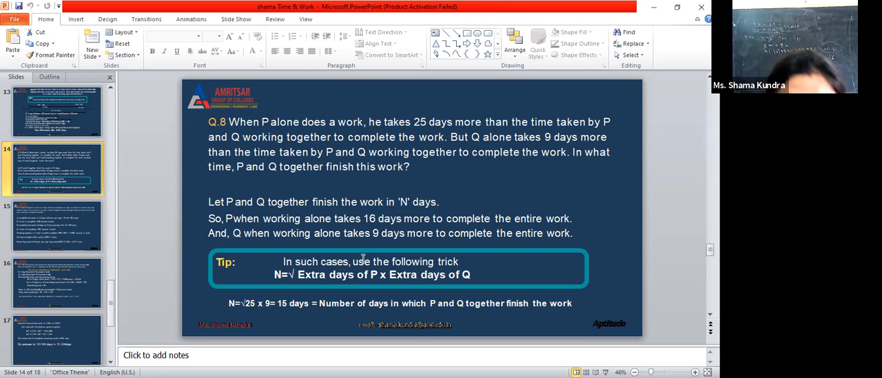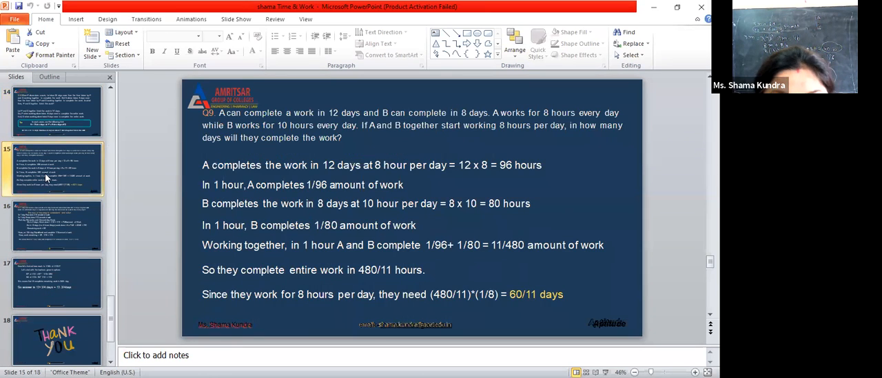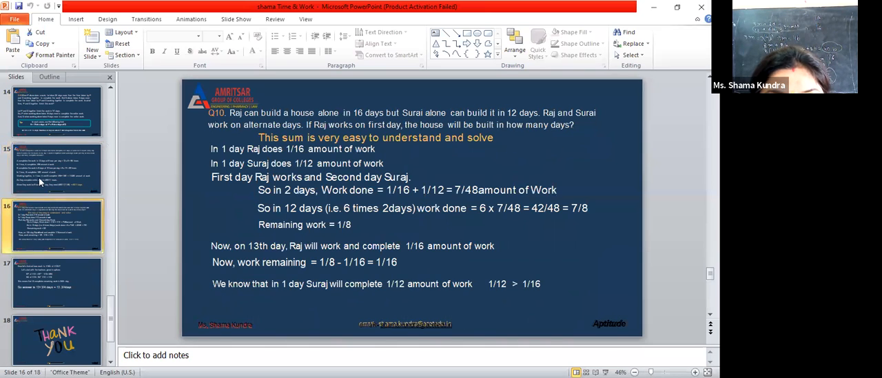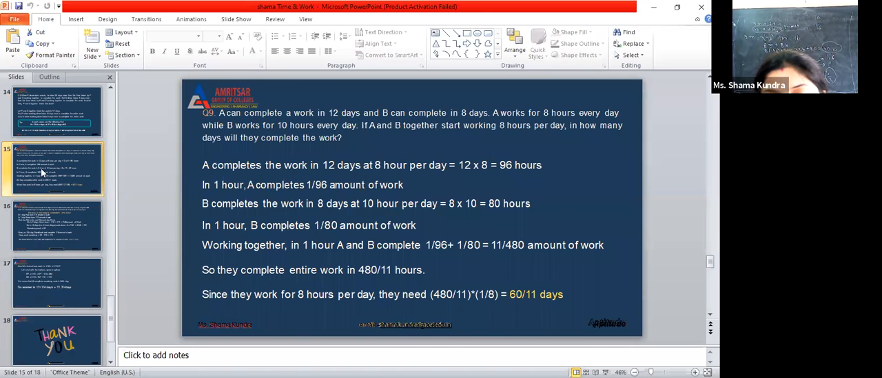Now moving on to question number 9. A can complete a work in 12 days and B can complete it in 8 days. A works for 8 hours every day while B works for 10 hours every day. A and B together start working 8 hours per day. In how many days will they complete the work?